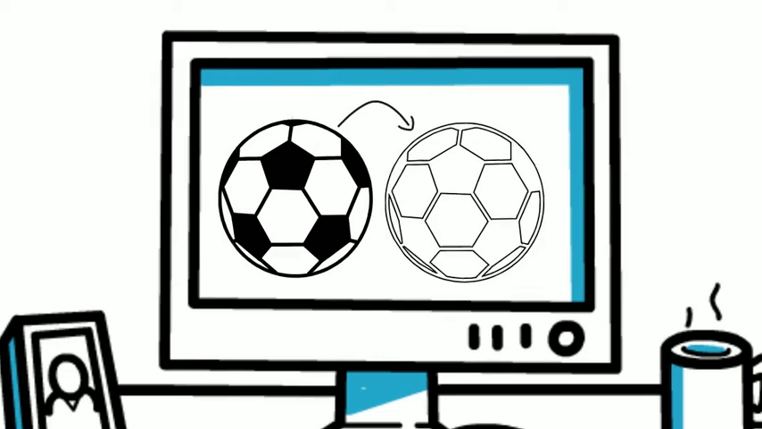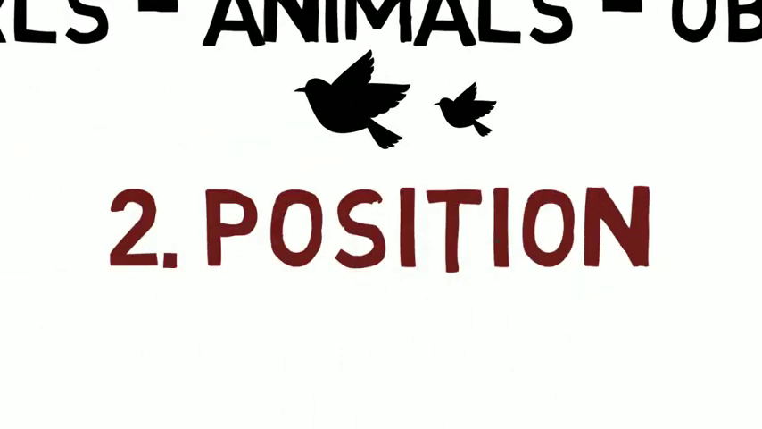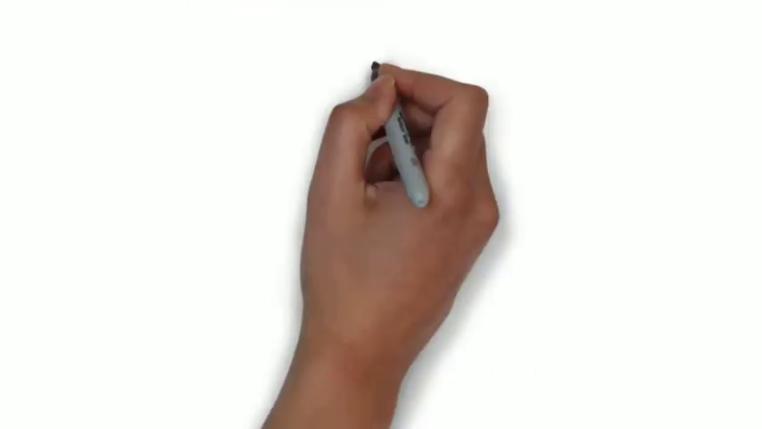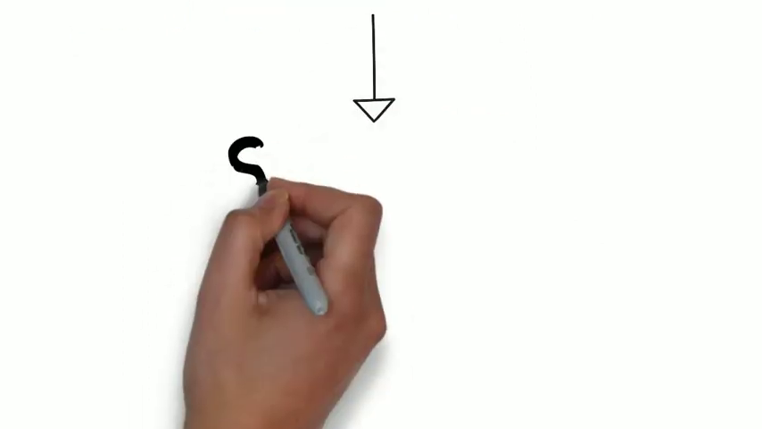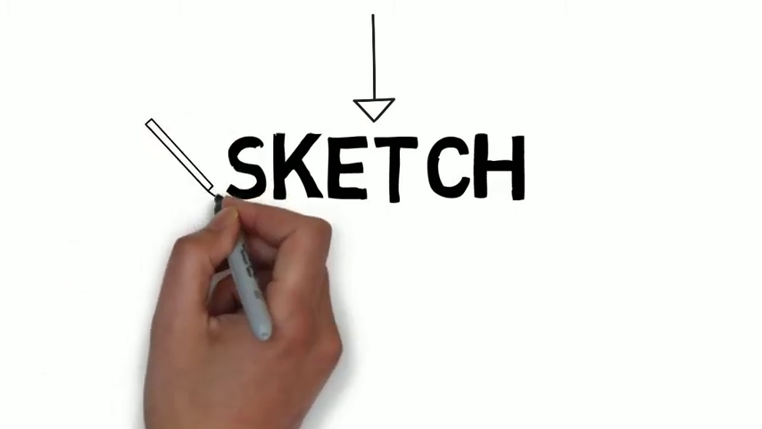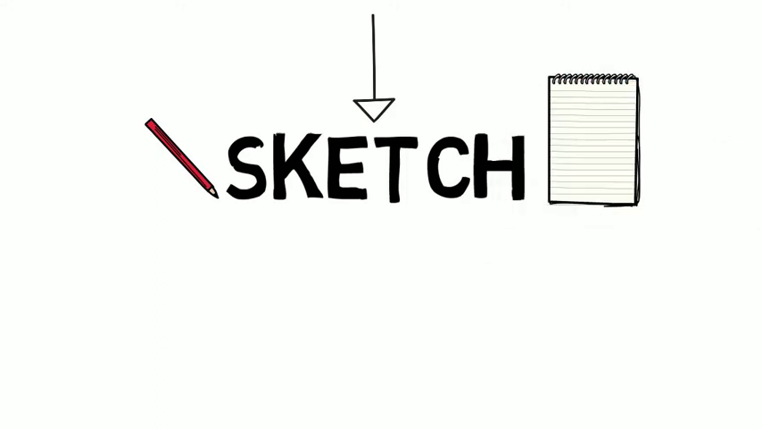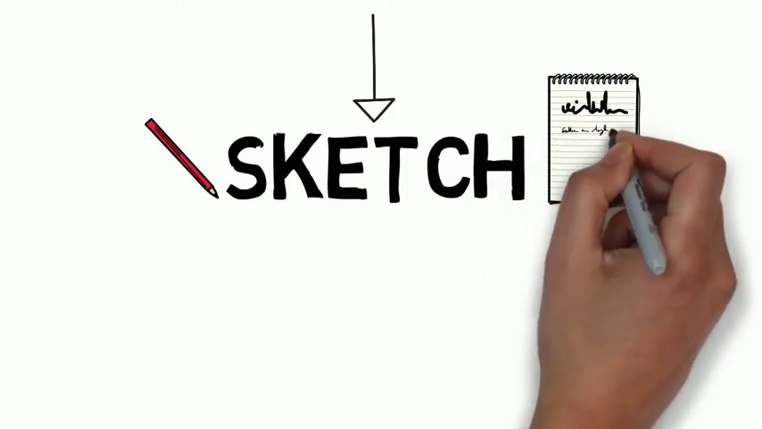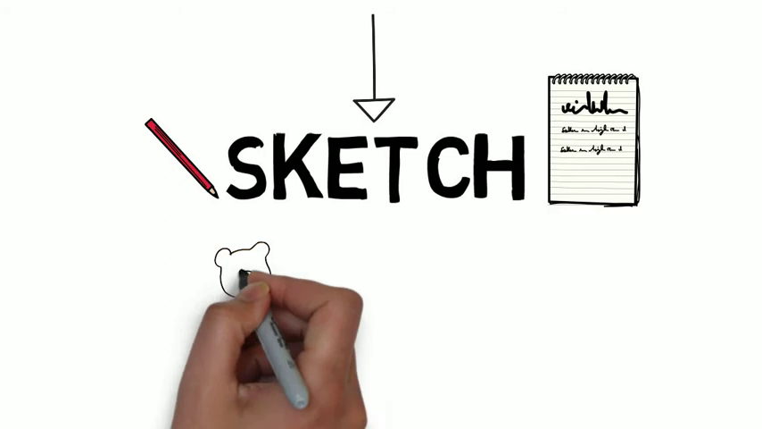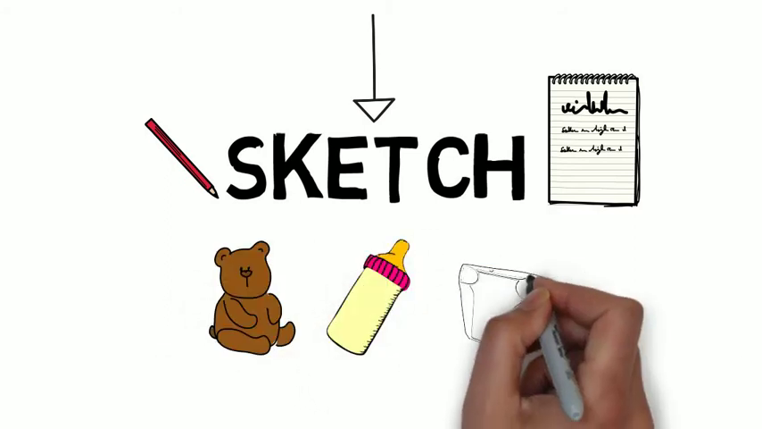Remember the 6 position rules we covered in the previous lesson? Number 1 was to sketch. This means planning out your design on paper first. Note down a few things about the quote and the person who this papercut is for. For example, if it's aimed at new mothers, you could list a teddy, a bottle, and a nappy.